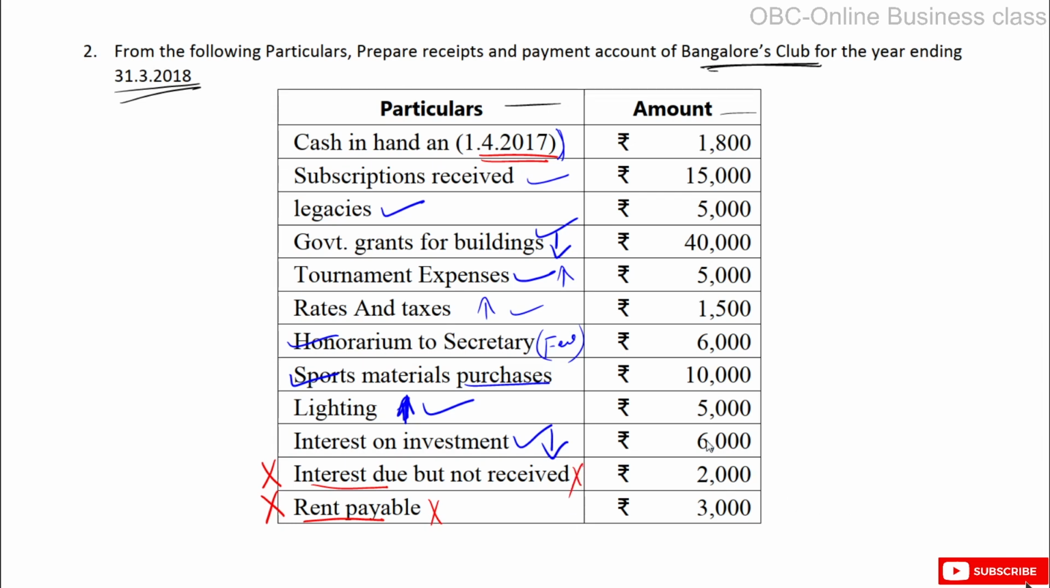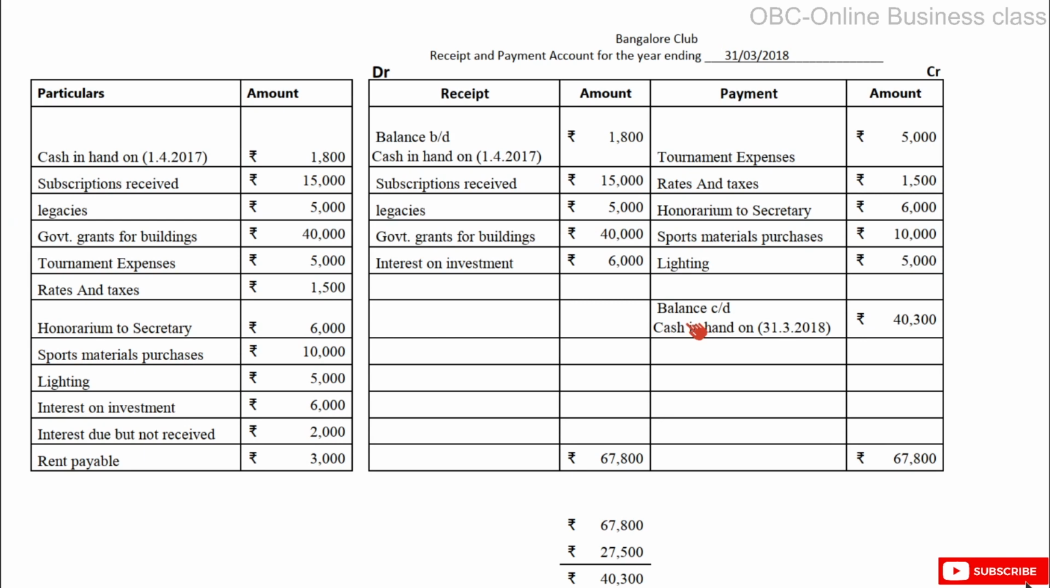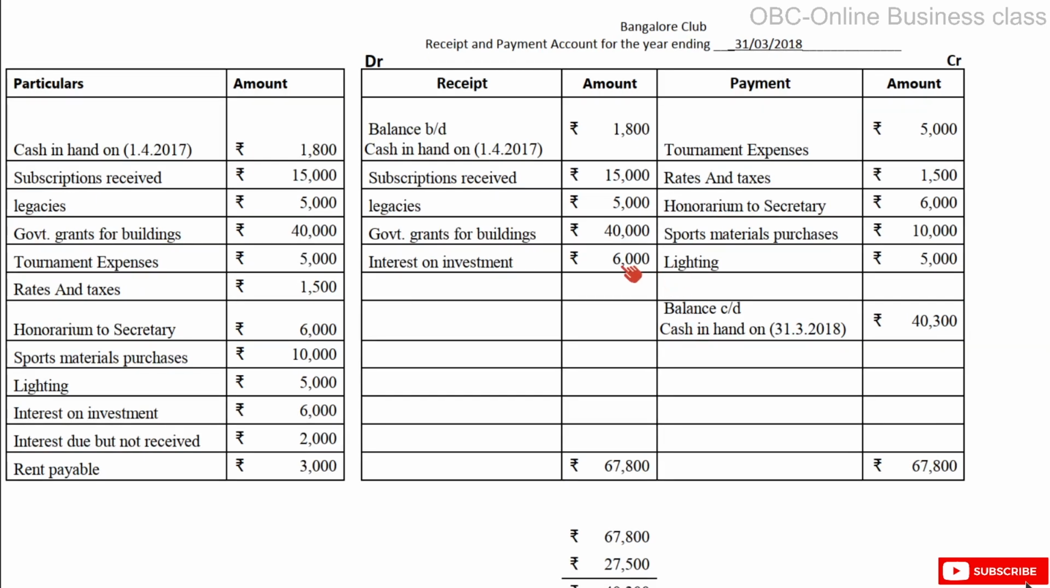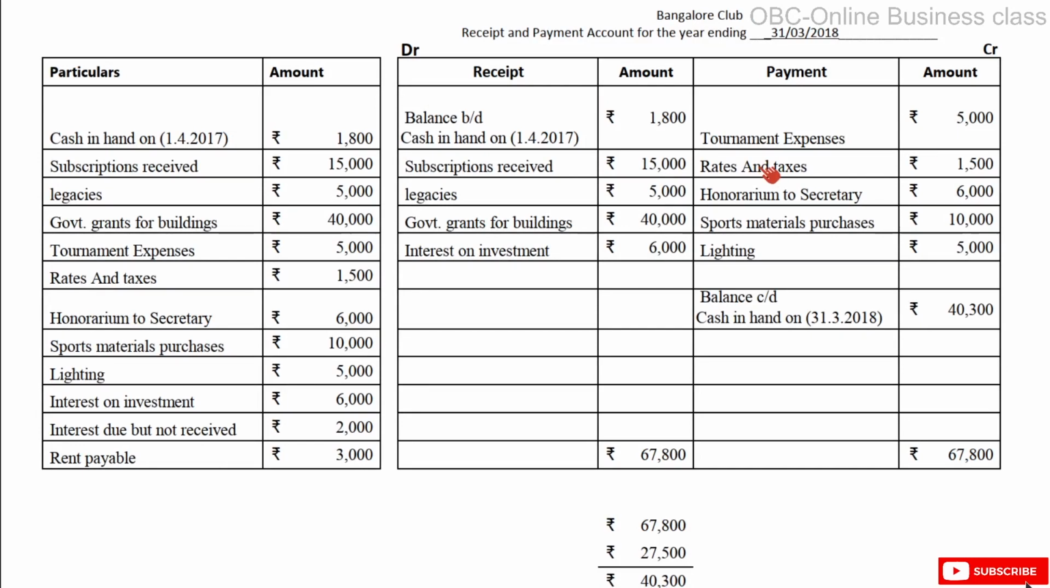Okay, let's start the sum. Before starting the sum, you need to enter the name of the party for whom you are writing the account: Bangalore Club receipts and payment account for the year ending 31/3/2018. For your convenience, we have again posted the question beside the answer, so that it will be easy to analyze. First of all, cash in hand will be recorded as balance brought down. You can write cash in brackets, so 1,800 rupees.